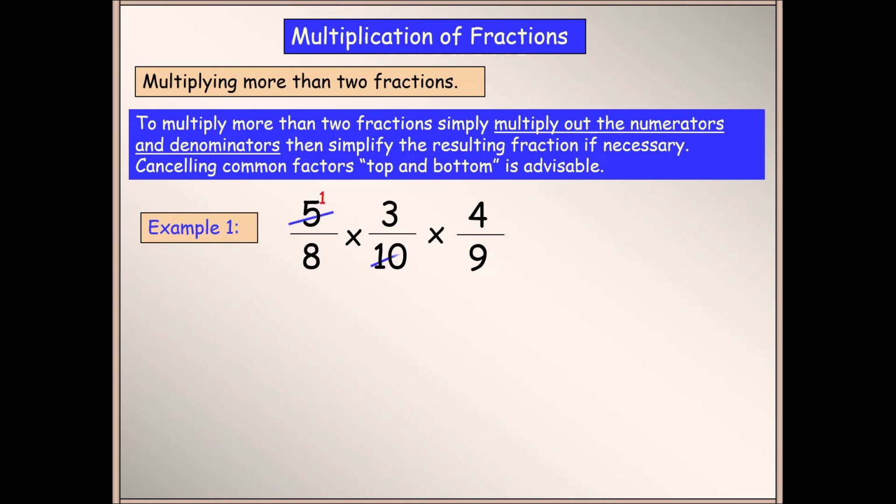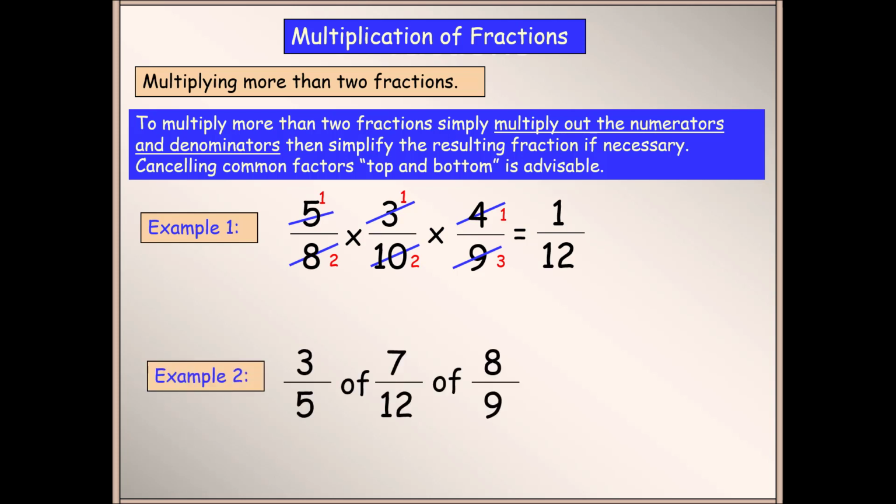5 goes into 5 once and into 10 twice. 4 goes into itself once and into 8 twice. What about the 3 into itself once and the 9 3 times? How easy is this? So the answer is just 1/12. Otherwise, we would have worked with big numbers, and then to have simplified would have been messy.